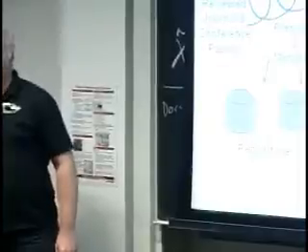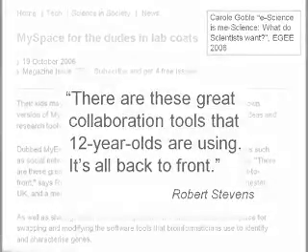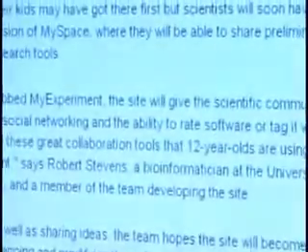But first of all, for those of you who haven't come across myExperiment, it all started with Carol, who's my co-author and is sitting at the back, waving at me, who back in 2006 came up with the idea of myExperiment, I think in keynote talks, and it got a lot of attention, including from here, the MySpace for the dudes in lab coats.